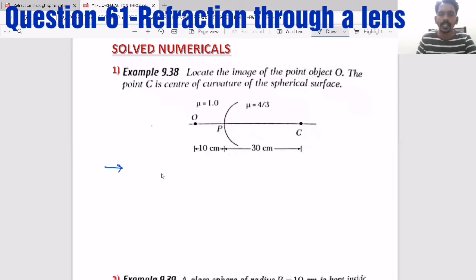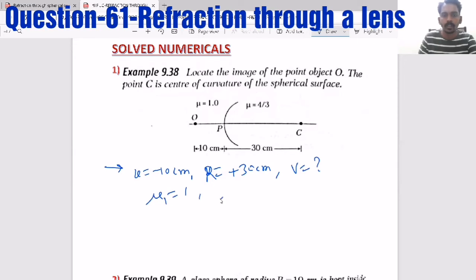The point C is the center of curvature of the spherical surface. See here, the object is at minus 10 centimeter. Now the image is forming at the center of curvature, the radius is on the other side, so that will become plus 30 centimeter. Then they are asking for the position, that is V. Now the object side medium is 1, the other side is 4 by 3. Now it is a direct question.